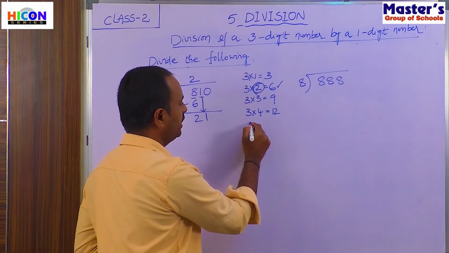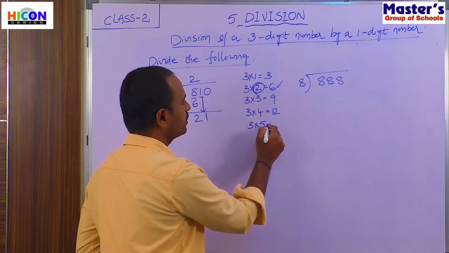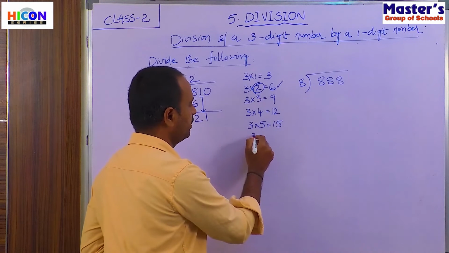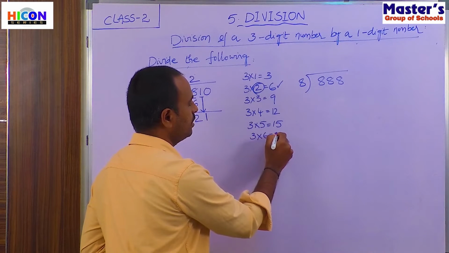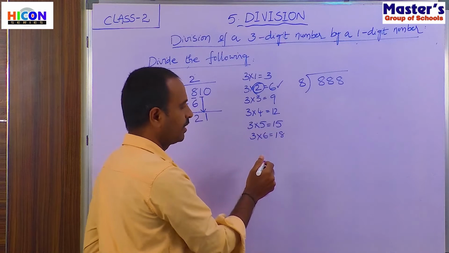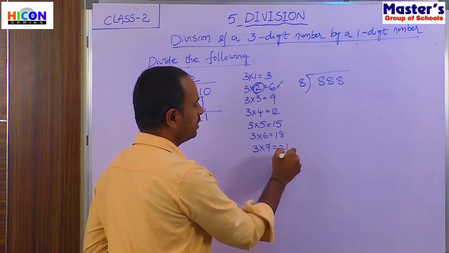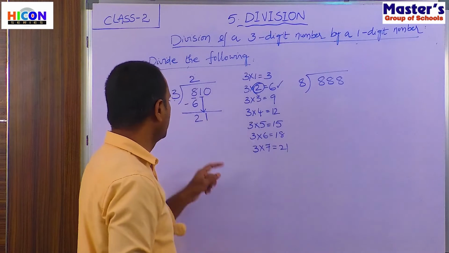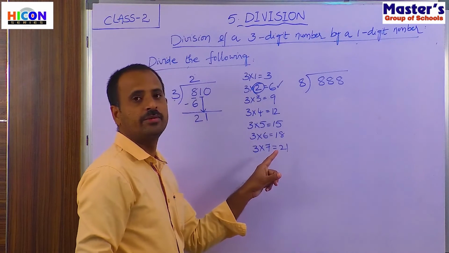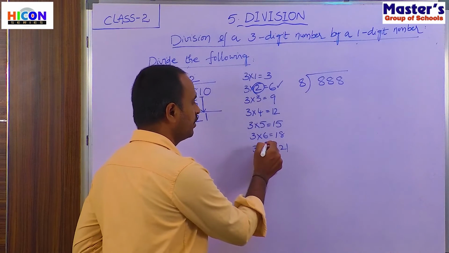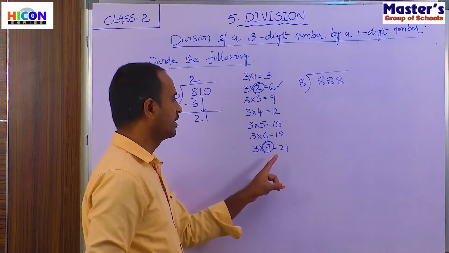Take 5 times, that is 3 fives are 15, and take 6 times, 3 sixes are 18, and now again take 7 times, 3 sevens are 21. So now we got the number 21 in the third table. How many times do we have to take to get the number 21? We have to take 7 times to get 21.